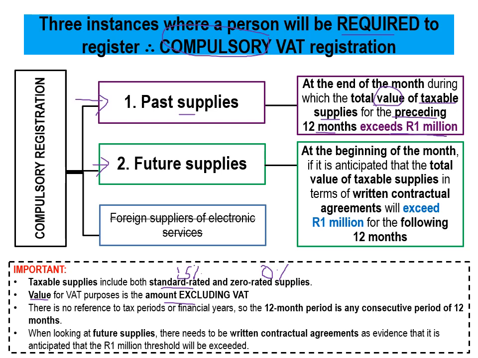And then there's no reference here to tax periods or financial years. So the 12-month period is any consecutive period of 12 months, right? So it's not linked to a specific tax period or VAT period or a financial year. We look at any consecutive period of 12 months. If at the end of the month, for the preceding 12 months, the value of your taxable supplies exceed R1 million, you are going to be obliged to register. It's going to be compulsory.